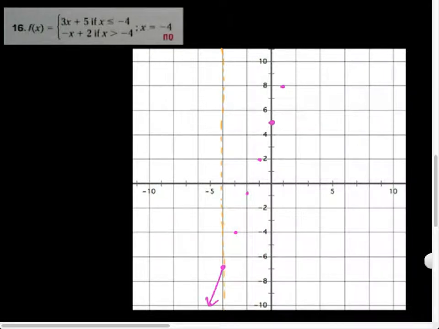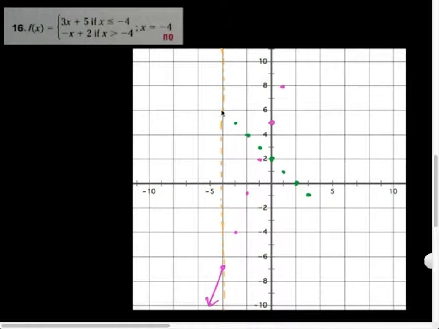Let's see the other piece of the graph. Let's graph this one in green. The slope is negative 1. The y-intercept is 2, anytime x is greater than negative 4. So the y-intercept is 2, right here, and the slope is negative 1. So down 1 over 1, down 1 over 1, and down 1 over 1. Here are some points. But I'm interested in what's happening over here. So let's go up 1, backwards 1, up 1, backwards 1, up 1, backwards 1, up 1, backwards 1.